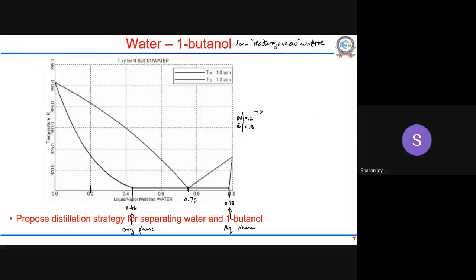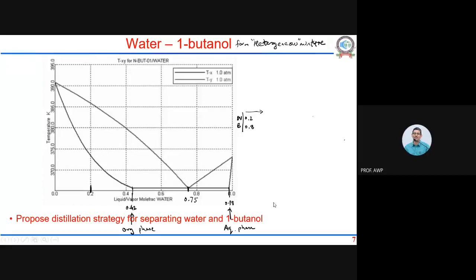Sir, should we use a gravity decanter in this? Use whatever you want to use. So first we start with the distillation column. Okay, wait, let me draw.